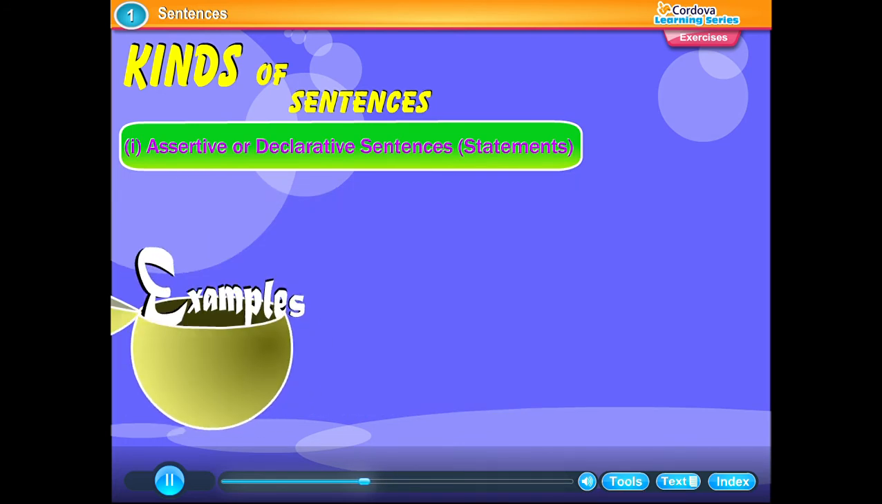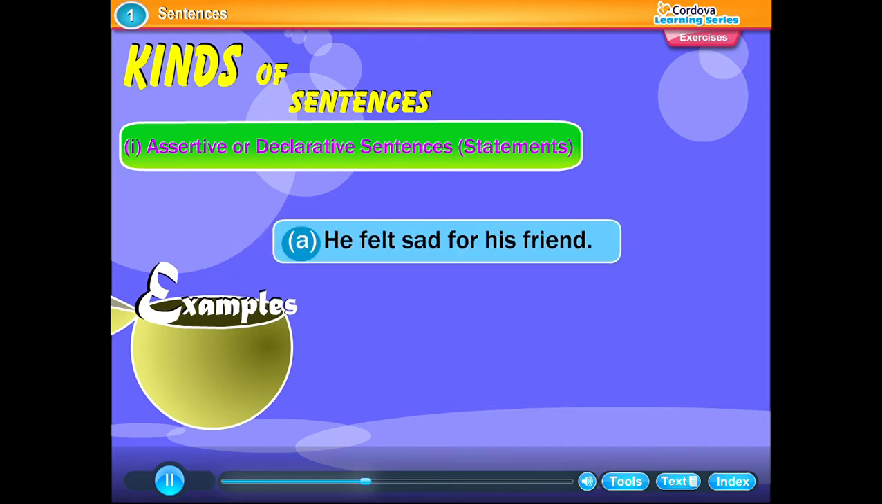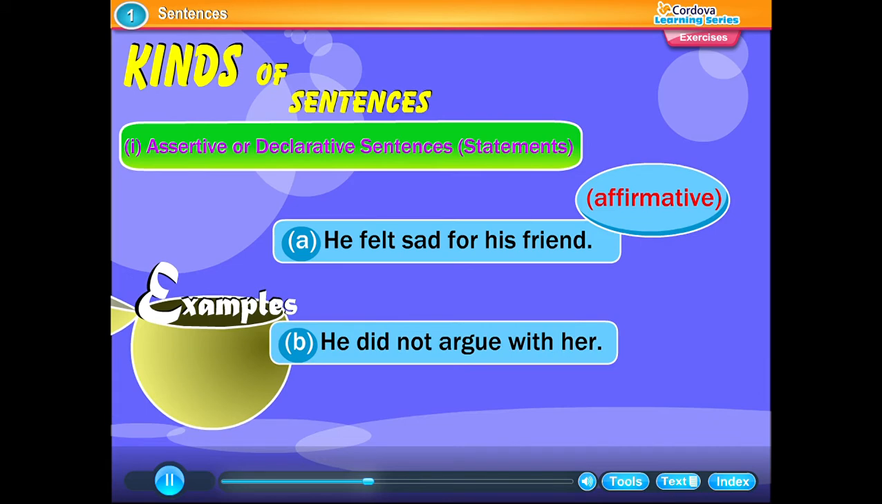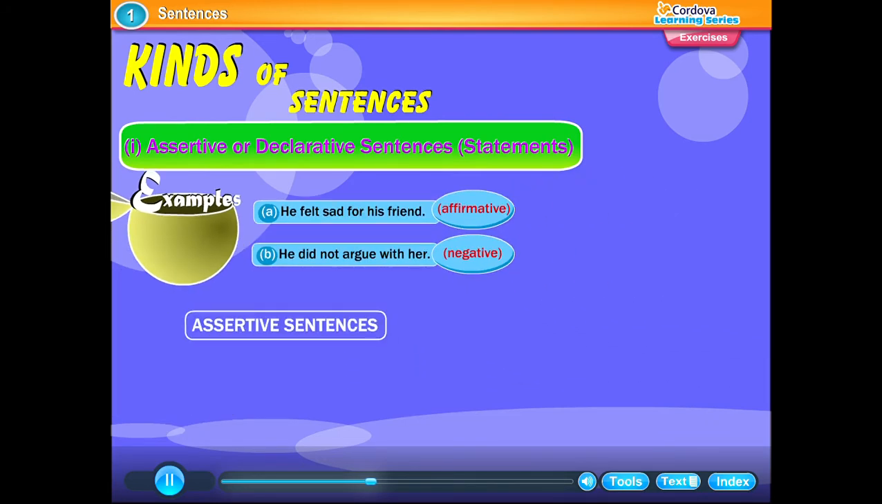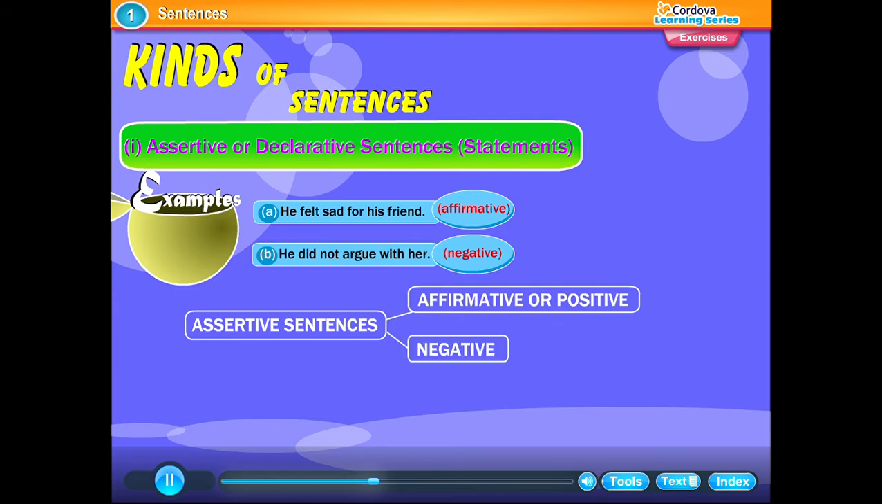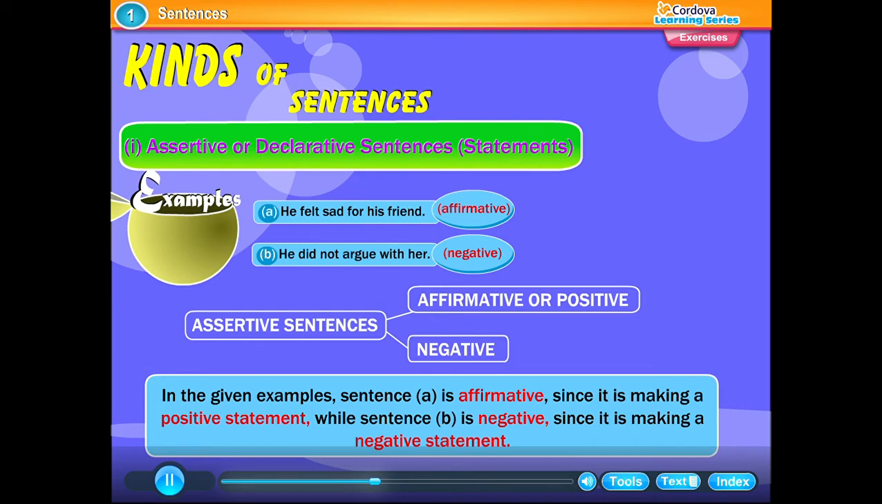Examples: he felt sad for his friend. Affirmative. He did not argue with her. Negative. Assertive sentences. Affirmative or positive. Negative. In the given examples, sentence A is affirmative since it is making a positive statement, while sentence B is negative since it is making a negative statement.